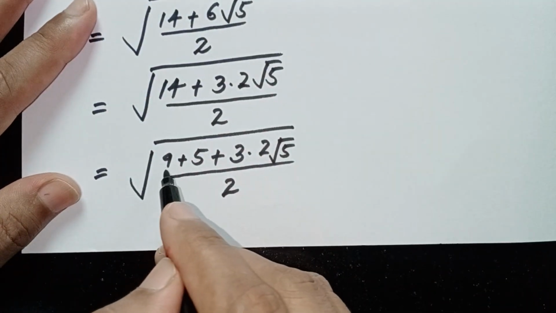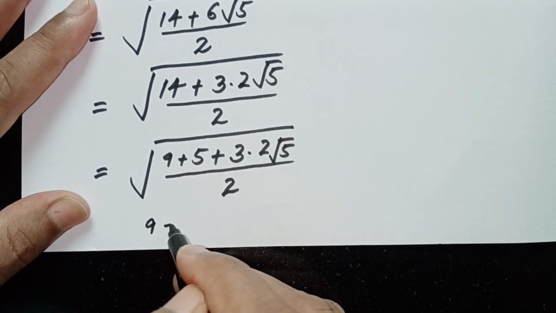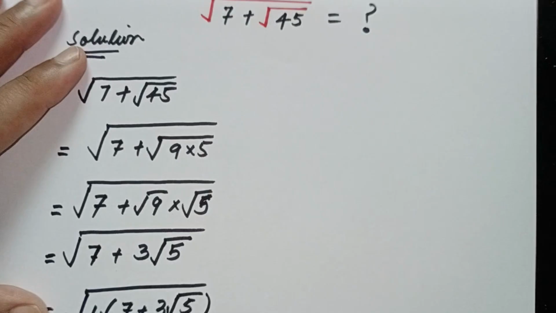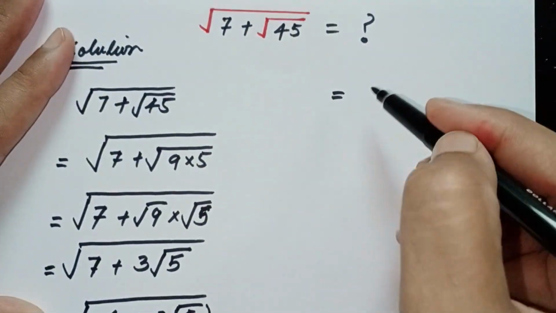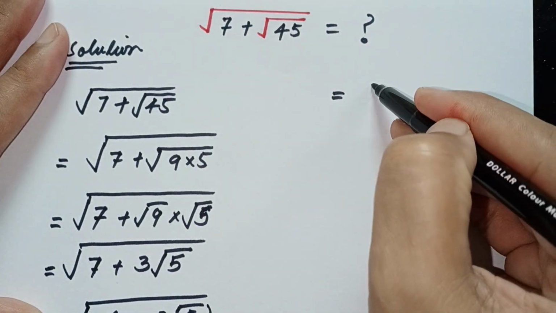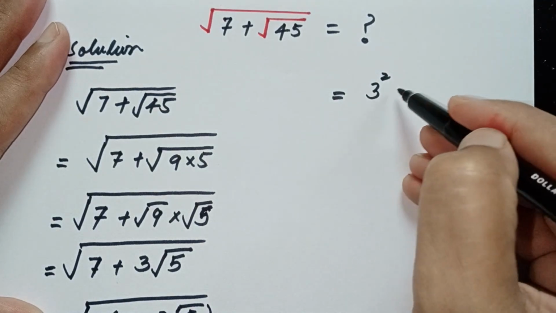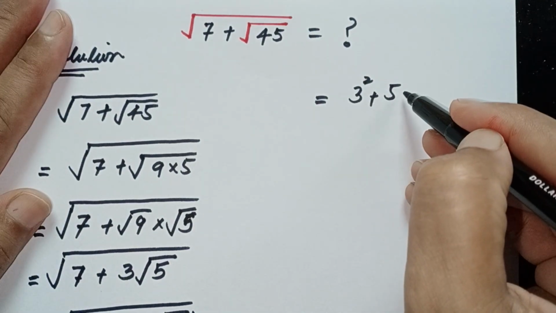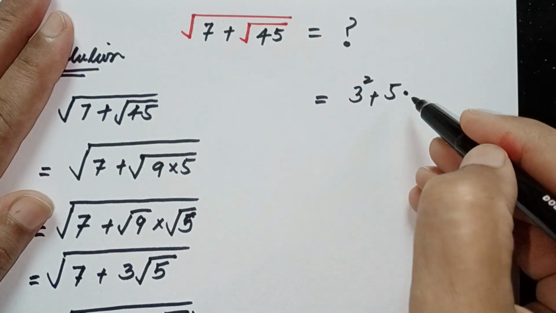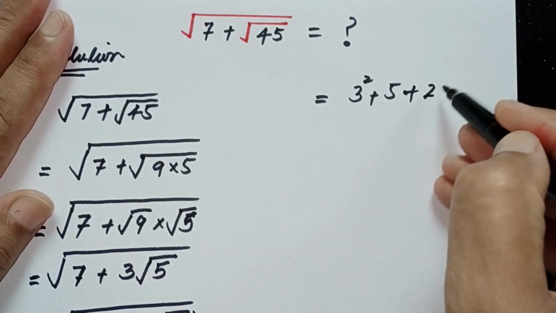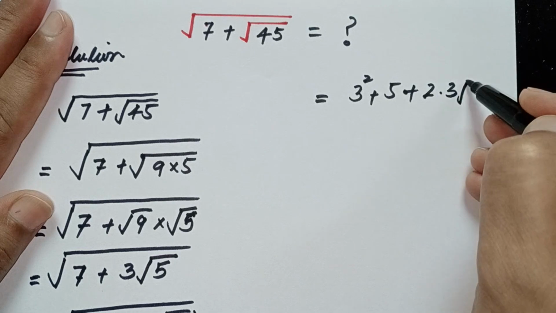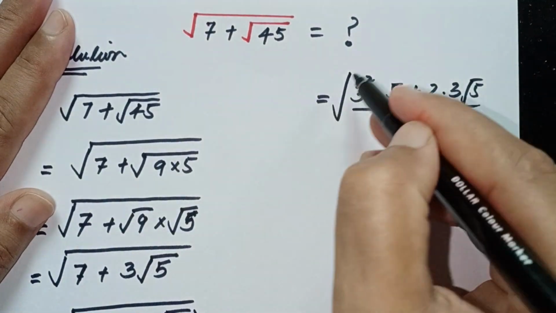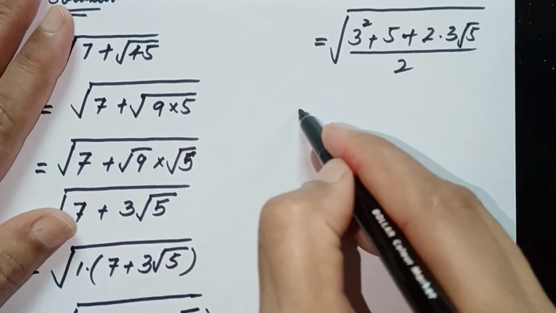So here, first of all, this 9 can be written as 3 square. We can write 3 square in place of the 9. So our expression will become 3 square plus 5 plus 2 times 3 times square root 5 over 2, whole square root.